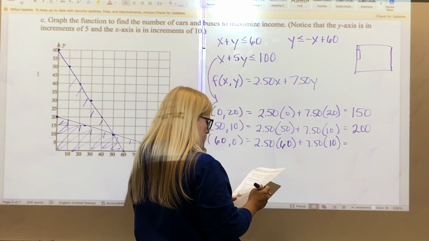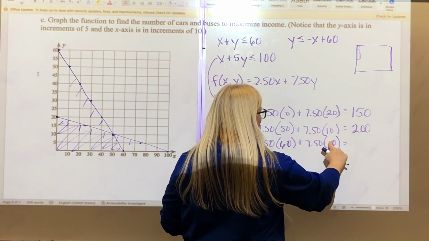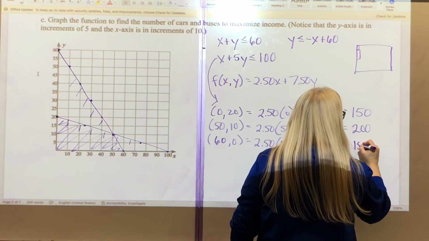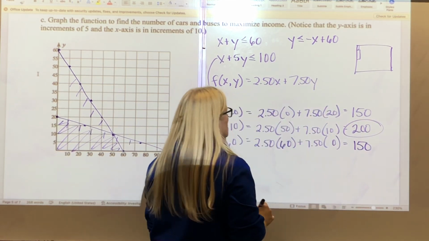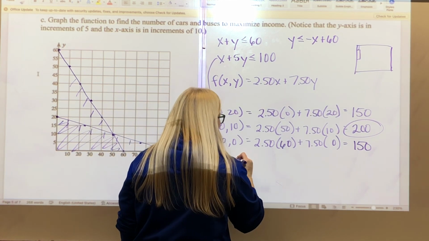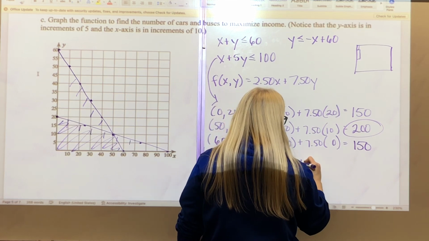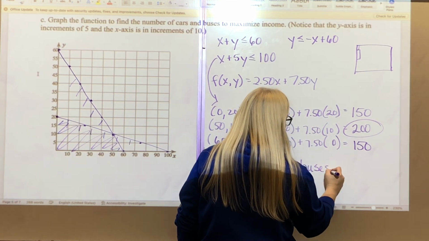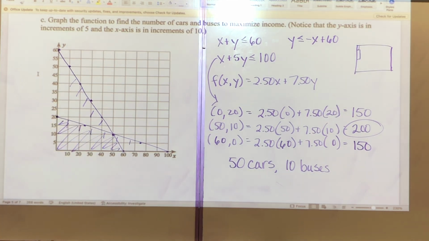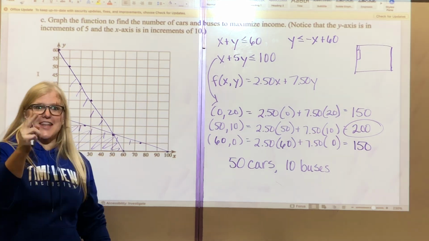Okay, and then this one, 60 and 0, is 150. So here's my maximum. In order to get my maximum amount, ideally I would park 50 cars and 10 buses. All right, that took a long time. Let's go on to the next number in the next video.